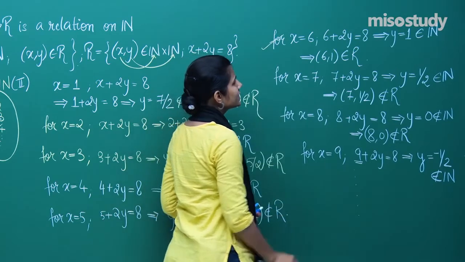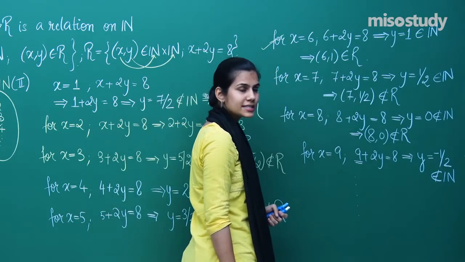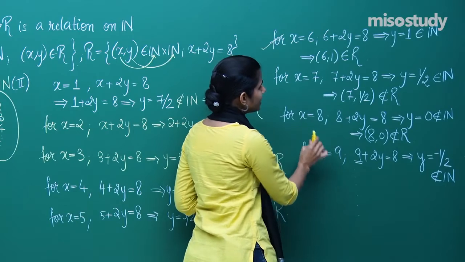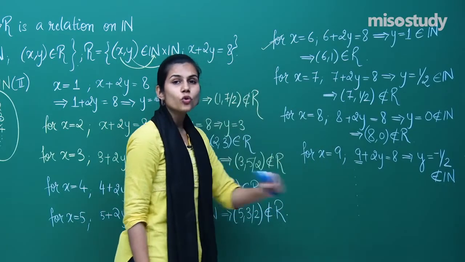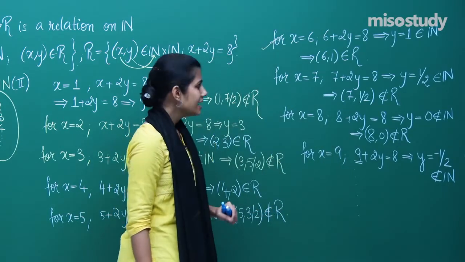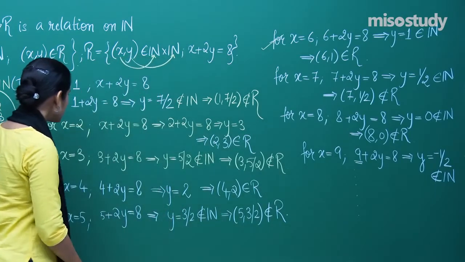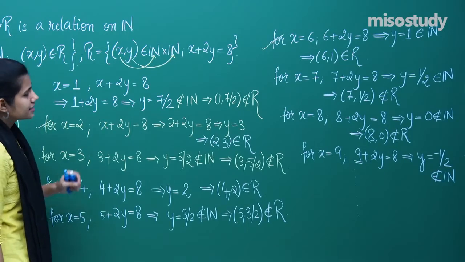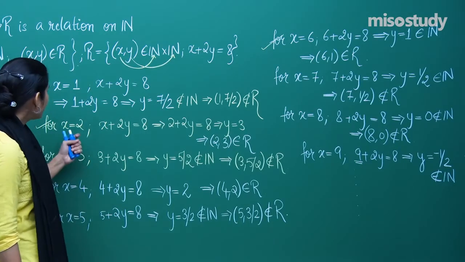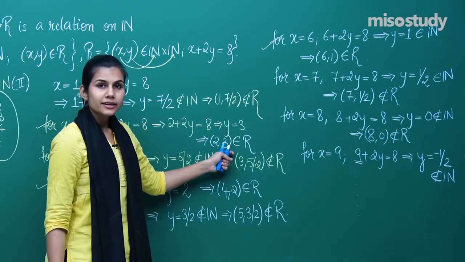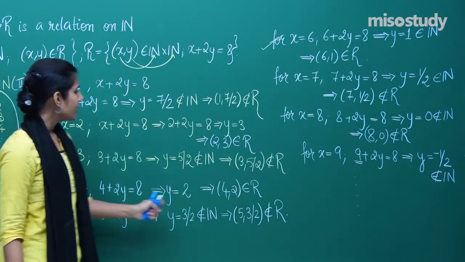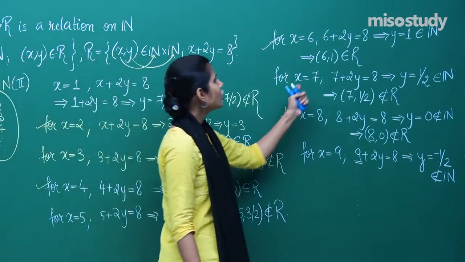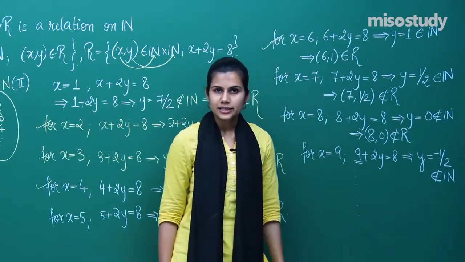For x equals 6, we got 1 such that 6 comma 1 is in R. For 7, for 8, for 9 and so on, there are no natural numbers to which they are related. We got answers for 4, for 2, and that's it. So we got that 2 is related to 3, yes. We got 4 is related to 2, yes. And we got 6 is related to 1, that's it.